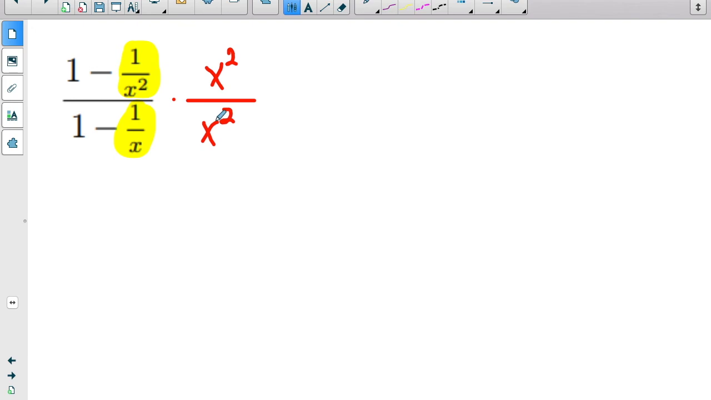And that's it. So I just need to see what do I need to multiply each fraction by to get it to simplify. Now the 1 over x, because I already have an x with x squared, we don't need to multiply it by anything else.